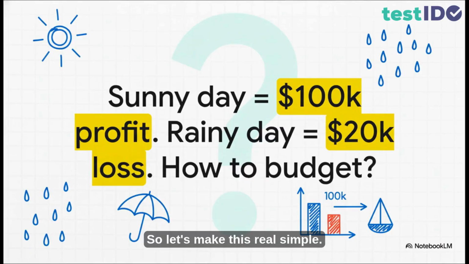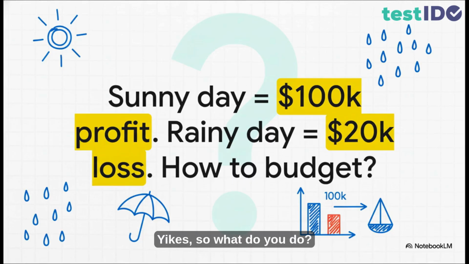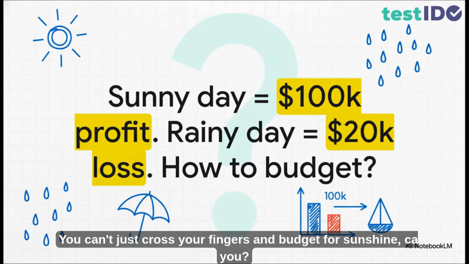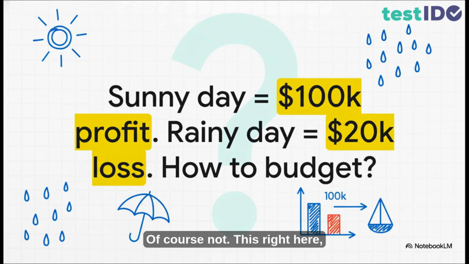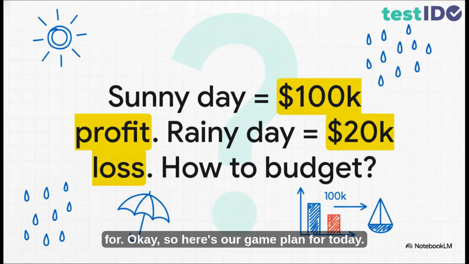So, let's make this real simple. Picture this. You are in charge of a massive outdoor event. If it's a beautiful, sunny day, you're looking at $100,000 in profit. You're a rock star. But if it pours rain, you're suddenly looking at a $20,000 loss. Yikes! So what do you do? You can't just cross your fingers and budget for sunshine, can you? Of course not. This right here is exactly the kind of problem expected value was built for.